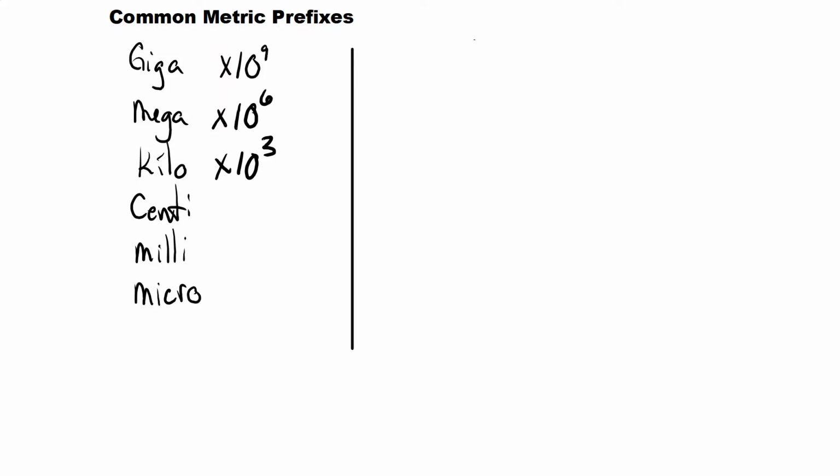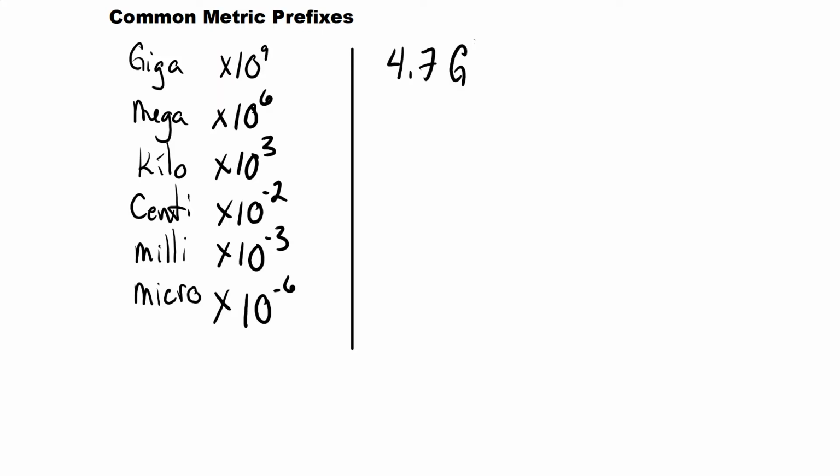Centi, now we're getting into smaller sizes, so that's times 10 to the minus 2. Milli is times 10 to the minus 3. Think of millimeters. And of course, micro is times 10 to the minus 6th. So supposing we had something that was 4.7 gigahertz, that would be the same as saying 4.7 times 10 to the 9th hertz. Hertz being a measure of frequency.